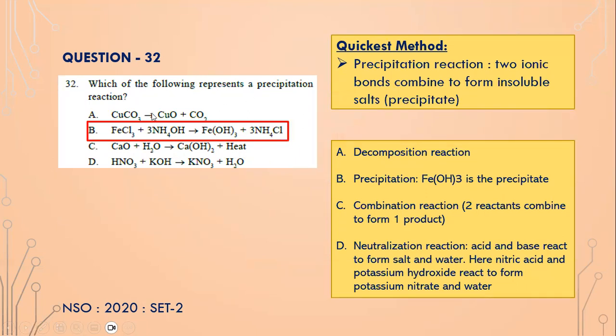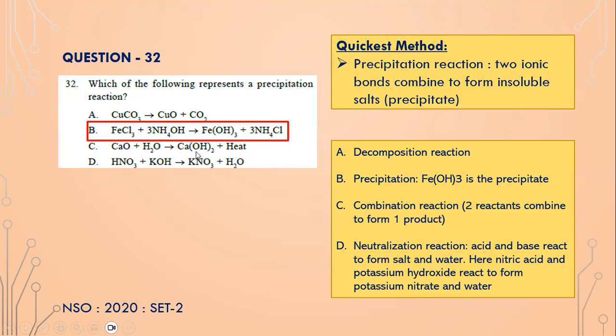Which of the following represents a precipitation reaction? So types of reaction: CuCO3 gives CuO plus CO2, which is decomposition, isn't it? One substance decomposes into two substances. Iron chloride plus ammonium hydroxide forms iron hydroxide and ammonium chloride. So this is precipitation, isn't it? Because in precipitation, two ionic substances combine to form an insoluble salt, a precipitate. So which is the precipitate? Iron hydroxide is the precipitate. So option B is the precipitation reaction.